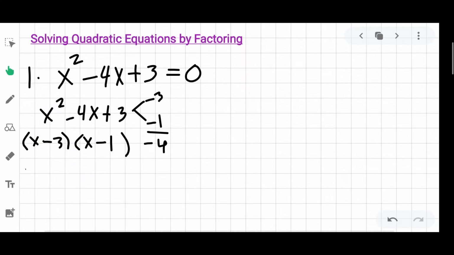Ngayon, check natin kung yung factor ba natin ay tama. Paano natin gagawin? We just have to multiply the last term, which is negative 3 times negative 1. The answer is positive 3. Kaya tama ang factor natin. Ngayon, kunin na natin yung mga solutions for our quadratic equation. Gamitin muna natin yung first factor, which is x minus 3. X minus 3, mamaya na yung isa.